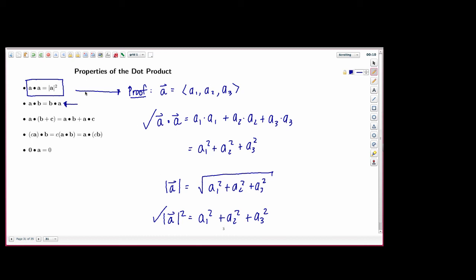And this is, again, a very important property that we're going to use many times in the course. So you'll want to remember this property: A dotted with A is the length of A squared. It'll also be useful to remember that A dotted with B is B dotted with A, and then I have some additional properties of the dot product here.